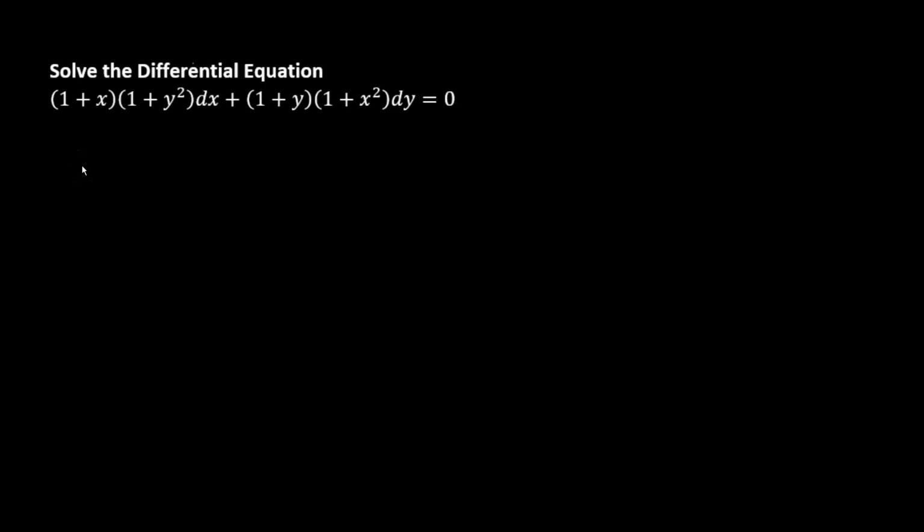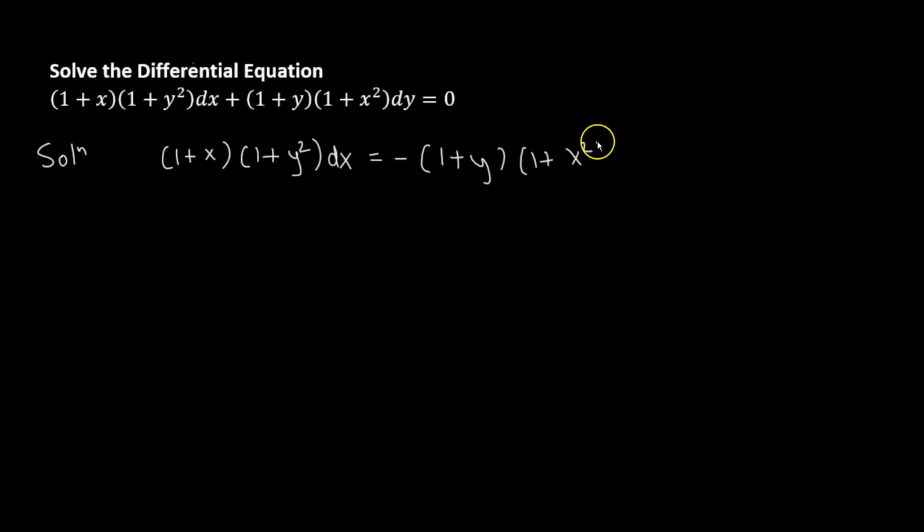So let us begin by separating the differentials. We have (1 + x)(1 + y²) dx. Now let's keep it on the left hand side, and we'll take the second term to the right hand side. We have −(1 + y)(1 + x²) dy. Now we will divide both sides.